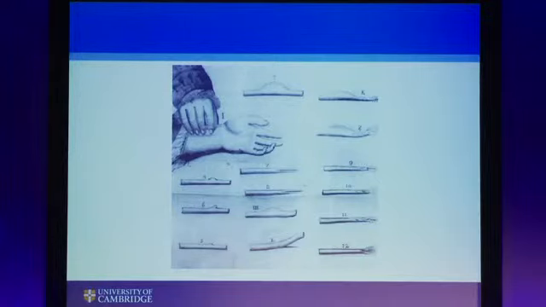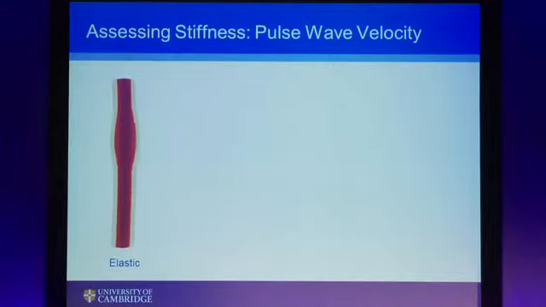This is an engraving from the 18th century showing lots of different types of pulses as described in the literature. Not very objective measurements, but very descriptive, and the best the physicians at the time could do. But we've now got much better ways of assessing stiffness, and the one I'm going to really focus on to a large extent today is something called pulse wave velocity.